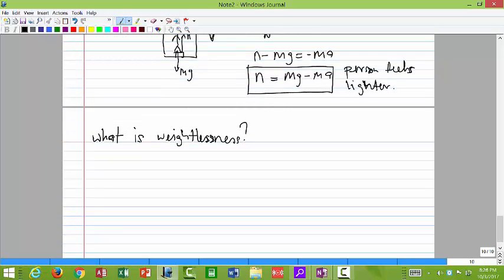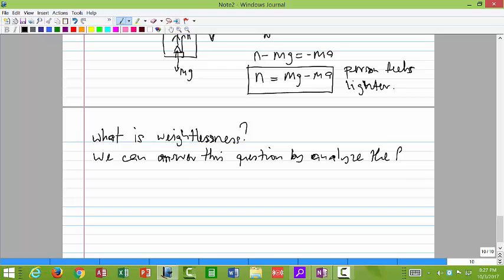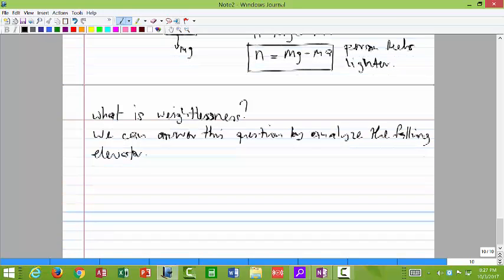So we shall use the falling elevator. They actually use an airplane, a Boeing 747, to do this. So let's analyze the falling elevator. It's the same as that Boeing 747 you refer to: they fly it up to a certain point and then let it drop. In a way, it's like a falling elevator, and you can simulate weightlessness that way.